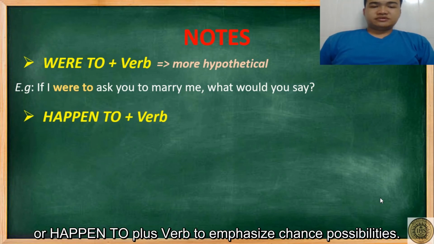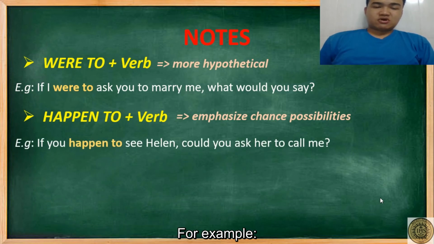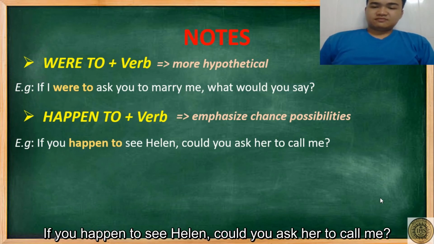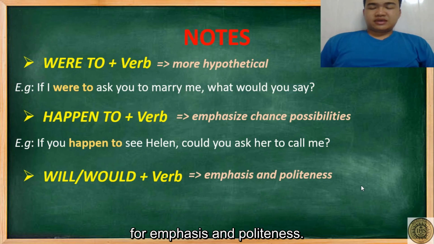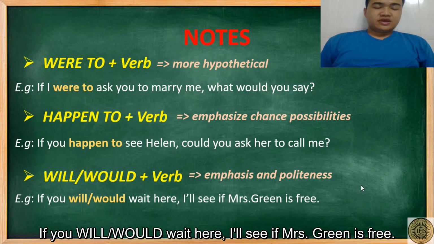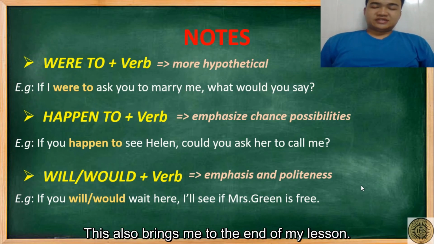Or happen to plus verb to emphasize chance possibilities. For example, if you happen to see Helen, could you ask her to call me? Or we can use will or would plus verb for emphasis and politeness. For example, if you would wait here, I'll see if Mrs. Green is free.